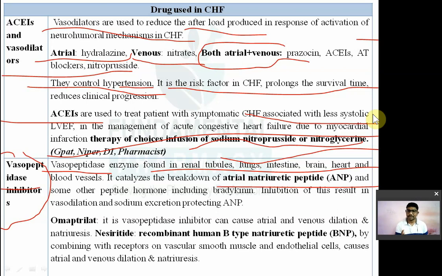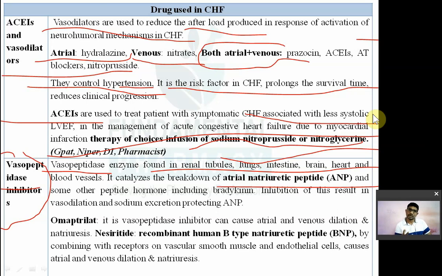So it will decrease the renin angiotensin system and it will also cause vasodilation. That is the function of this atrial natriuretic peptide. It is released in response to decreased cardiac output, and now this is metabolized by this vasopeptidase. So your ultimate aim should be to increase the atrial natriuretic peptide.